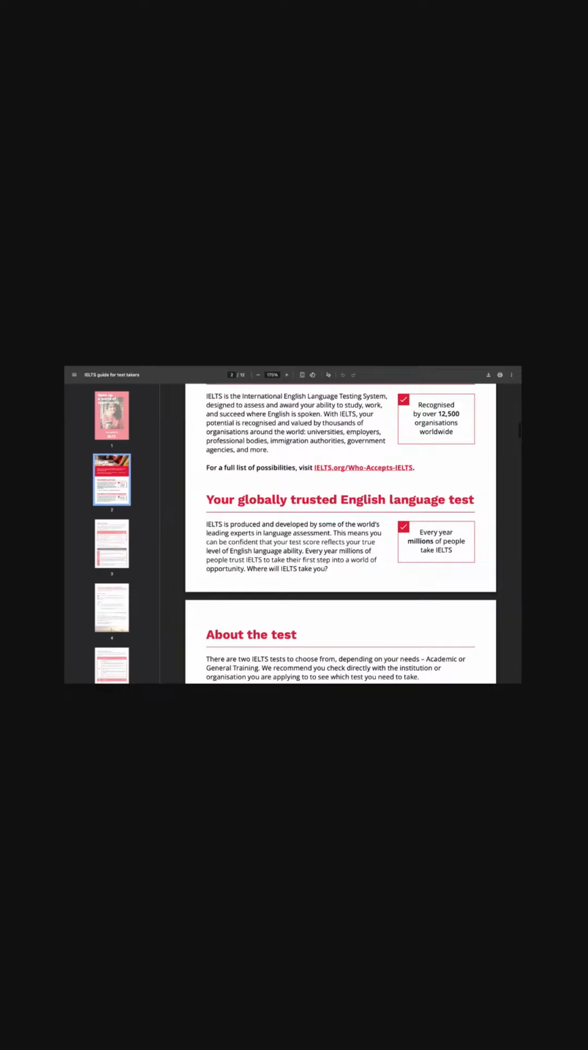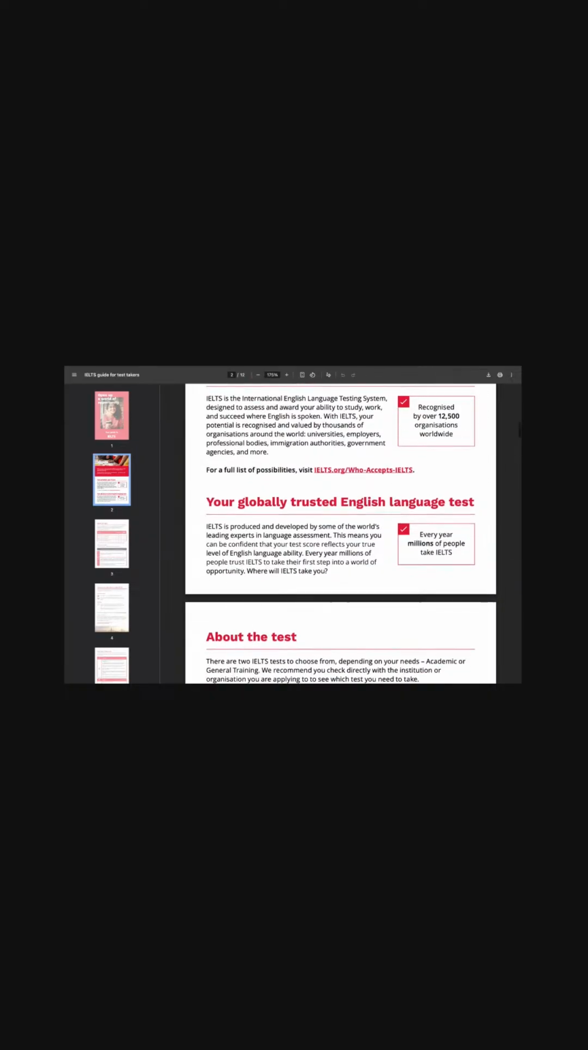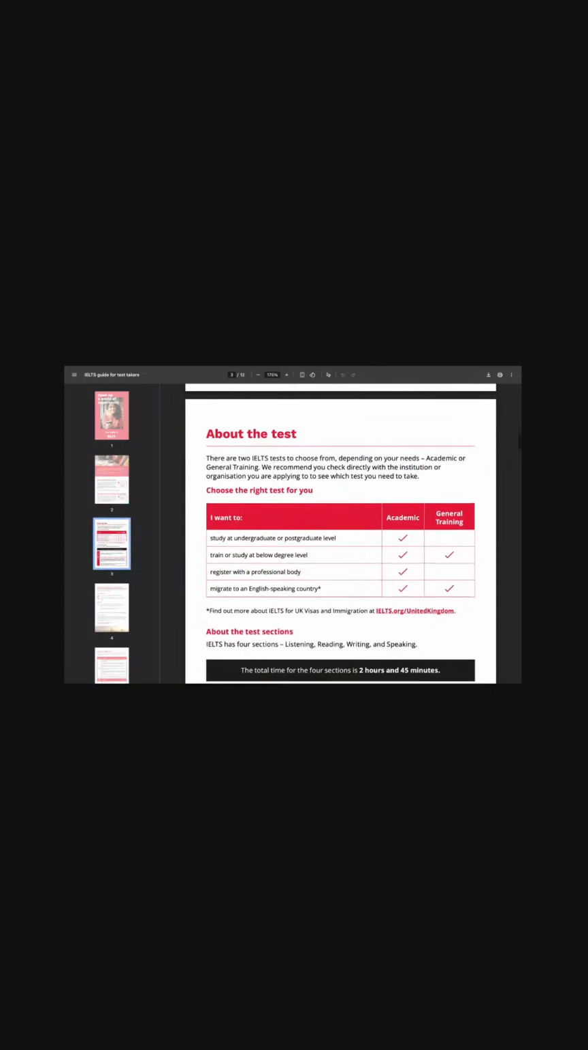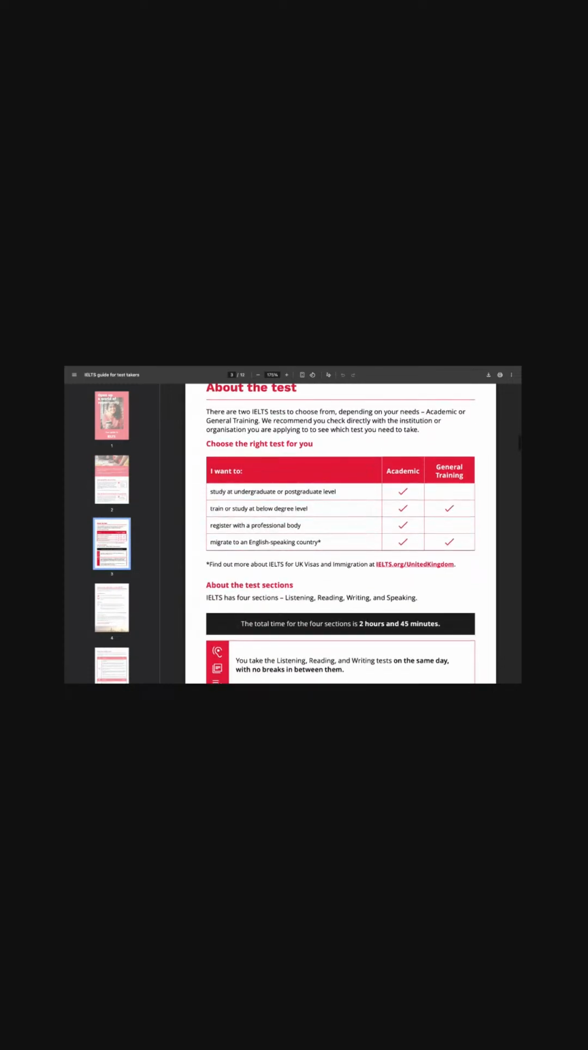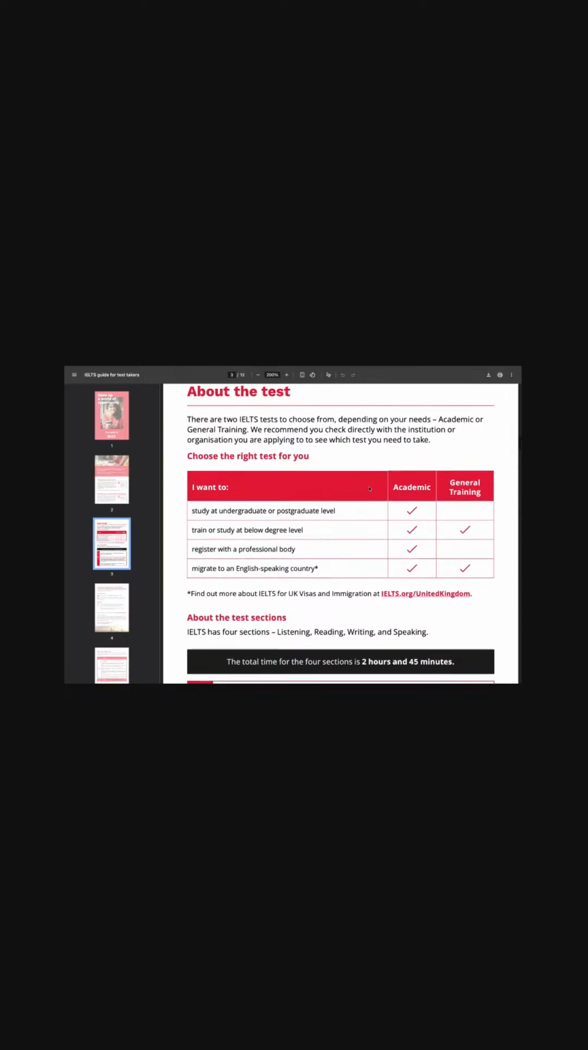So it's very important. International English Language Testing System is what IELTS stands for. Every year millions of people take this. And about the IELTS, there are two types, academic and general. So I hope you already know about this because it's the first thing that you should know. Now, for example, if you want to study at undergraduate or postgraduate level, it has to be the academic.